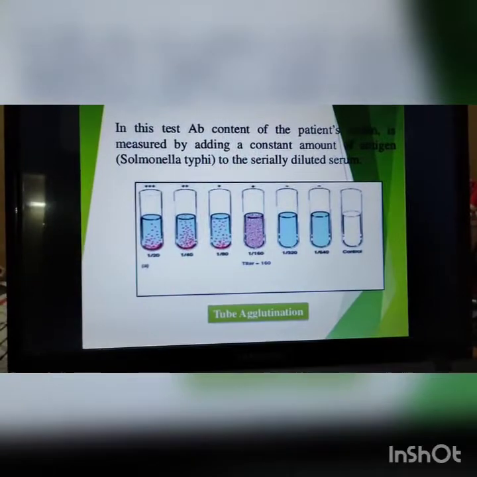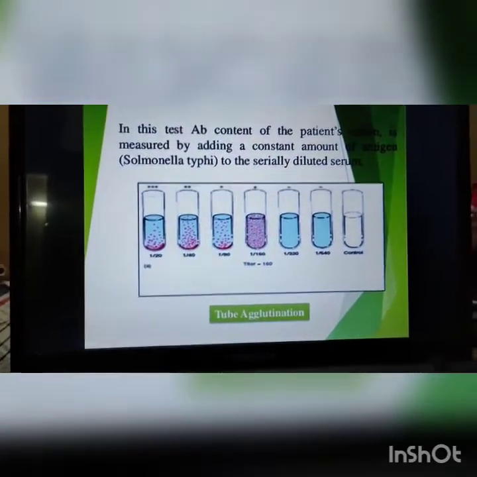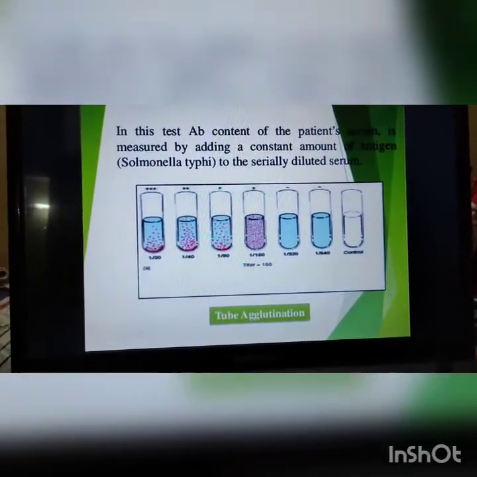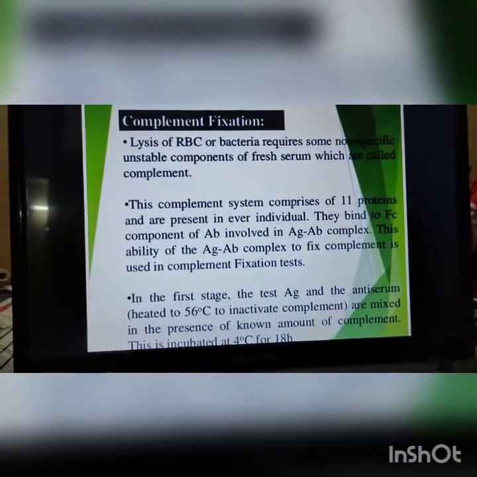The titer value is taken as a constant or as a reference. So that is the Vidal test. Now next, the complement fixation test.